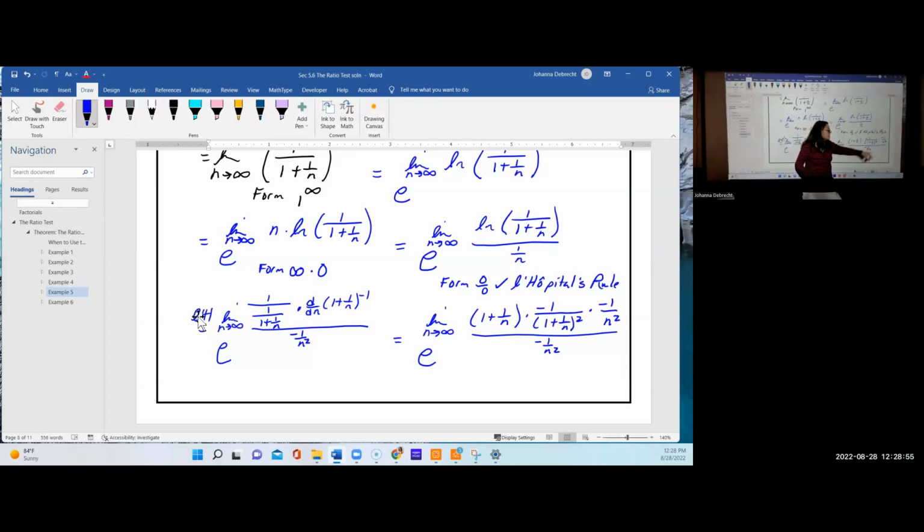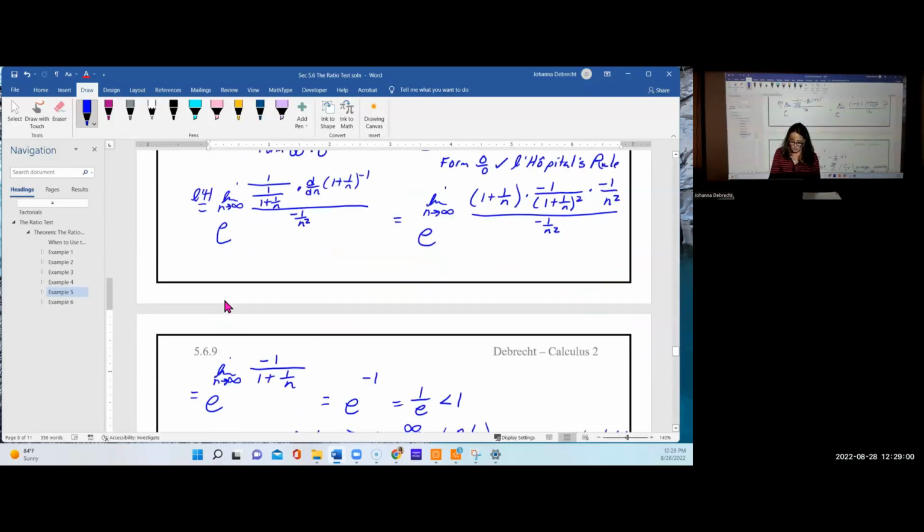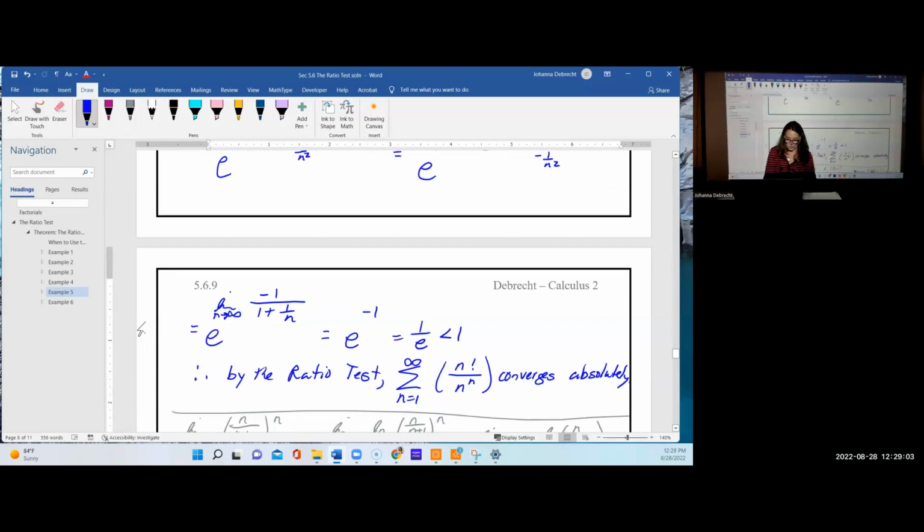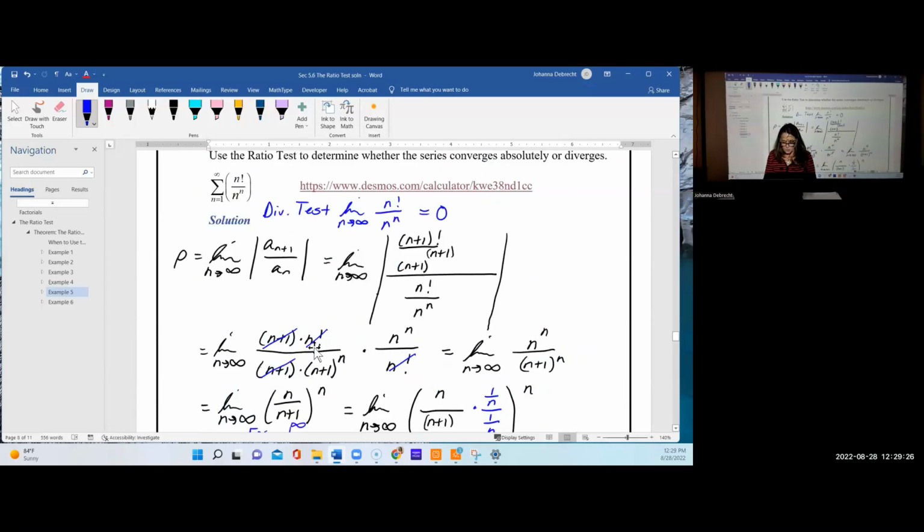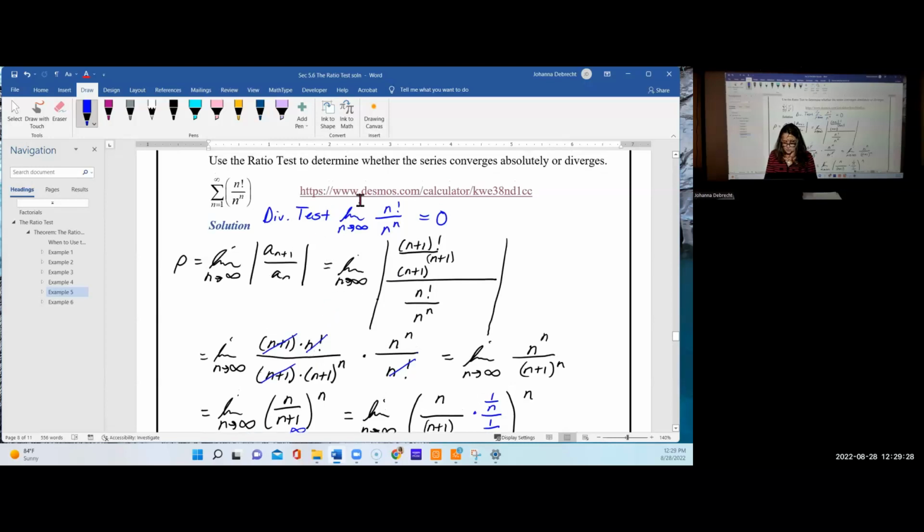That cancels one of these, and I end up with -1 divided by 1 over 1 plus n, which of course then has the same limit value of -1, which gives us 1 over e, and we have the same conclusion. By the ratio test, this infinite series must converge absolutely. So any rearrangement of the terms is going to cause the sequence of partial sums to again add up to exactly the same value.